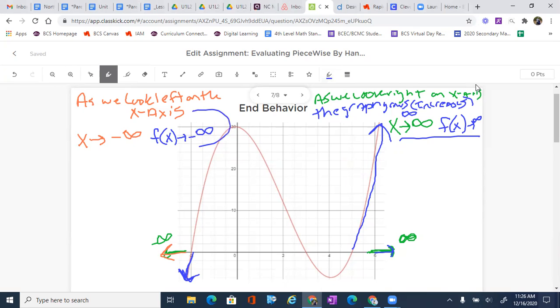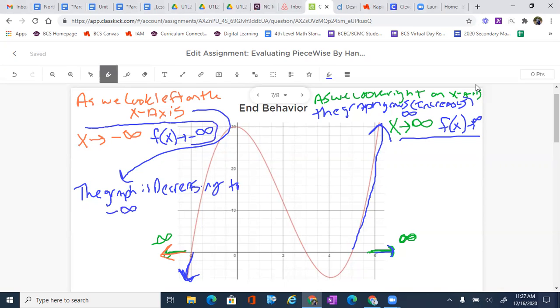And we can continue the statement so it makes more sense. As we look left on the x-axis, the graph is decreasing. Or maybe we can say goes down or decreases, okay, to negative infinity. And that is all this statement is: as x approaches negative infinity, f of x equals negative infinity, or as we look left on the x-axis, guess what? The graph is decreasing and decreasing to negative infinity.